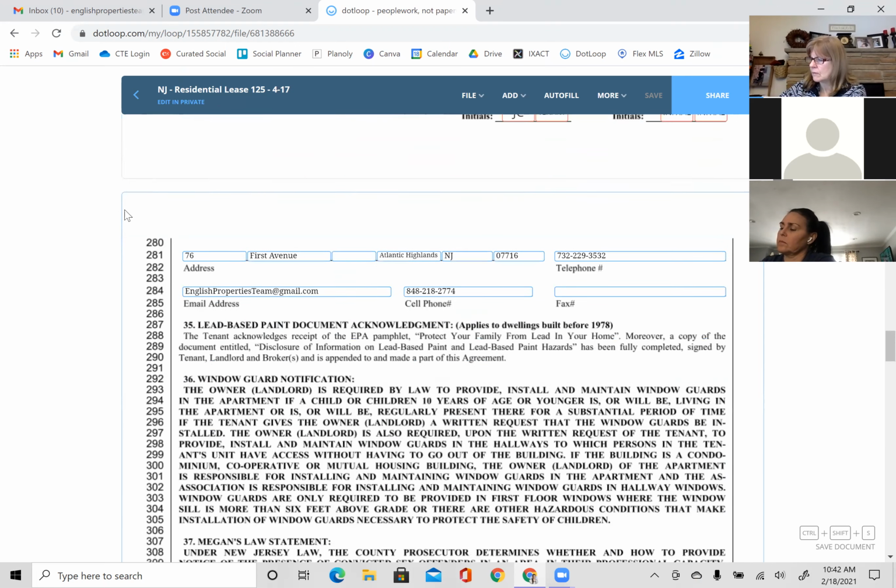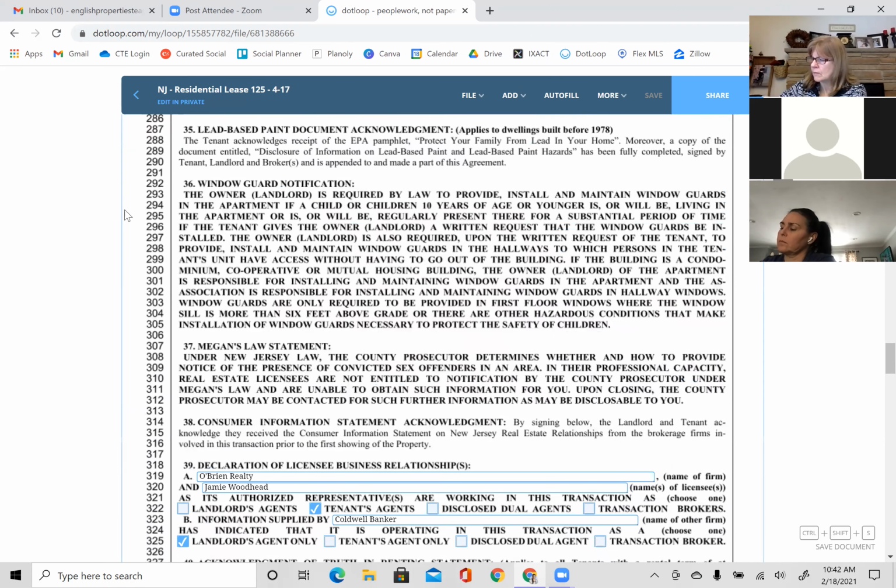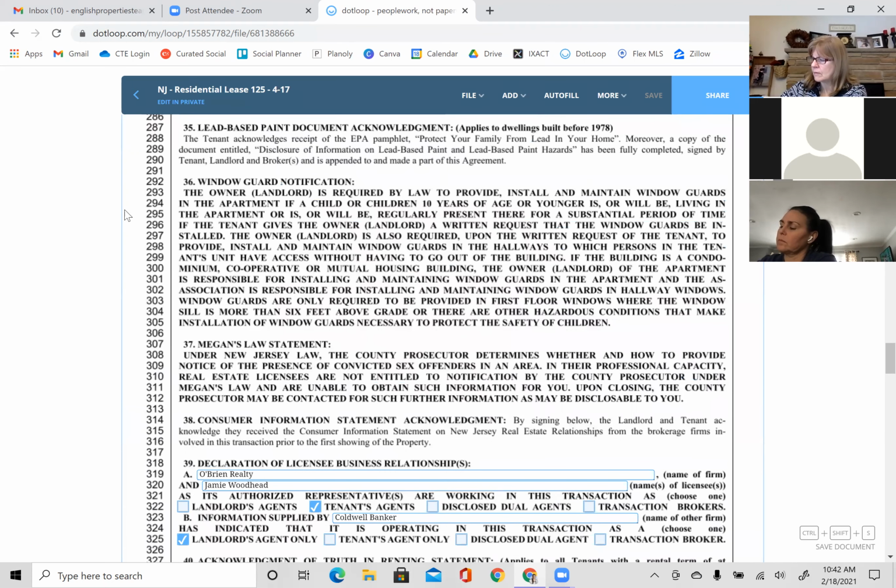Scroll down. Section 35 talks about lead-based paint. So the same thing as with the sale, if the property is older than 1978, well, really 1979, they have to have that lead paint disclosure initialed and signed. It looks a little bit different than the one for the contract, so just make sure you use the ones that say lease on them.